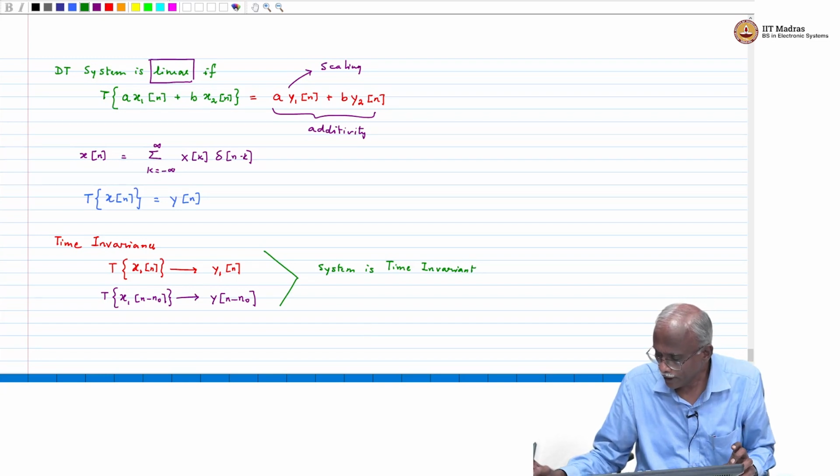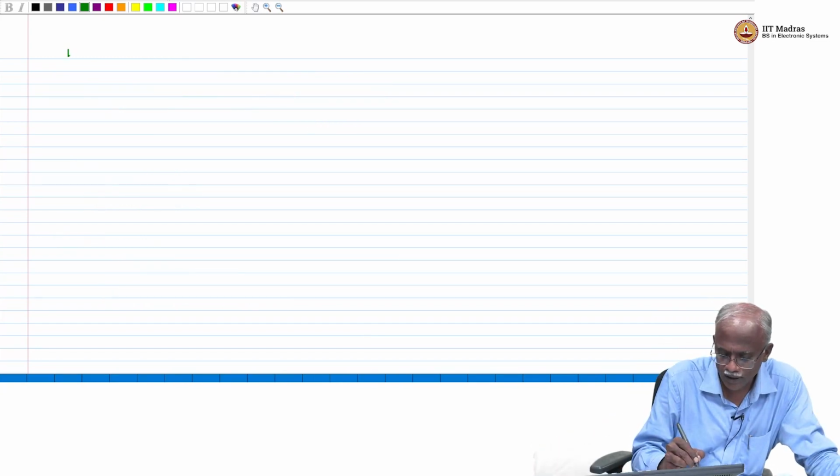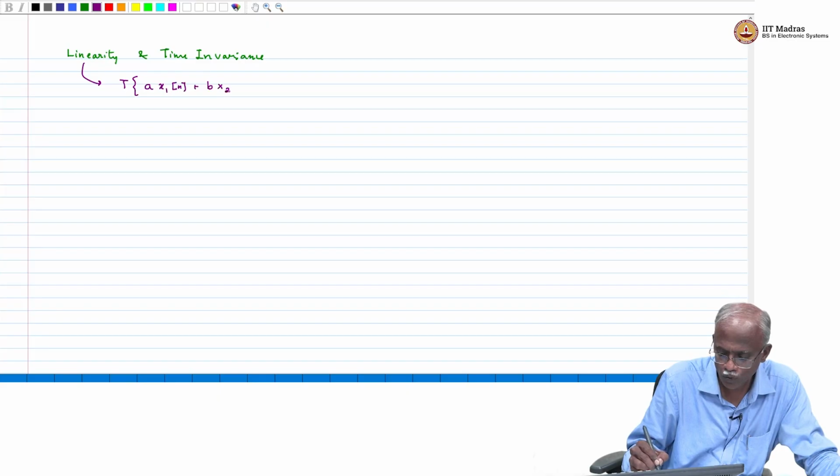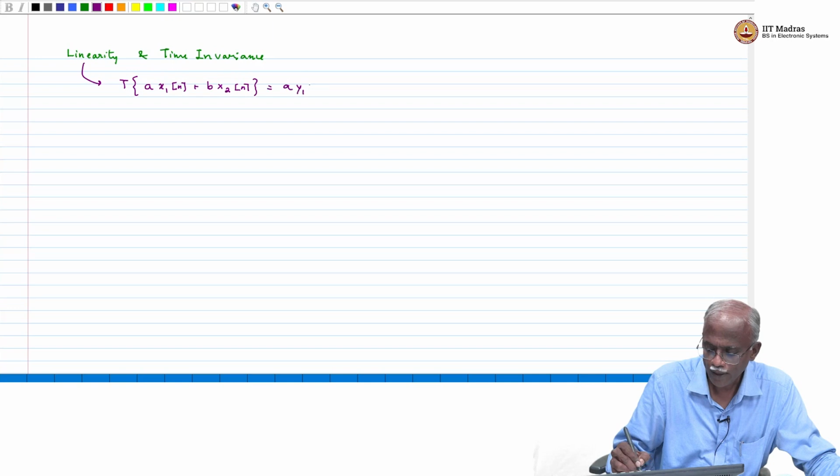So, now we would like to combine these two properties, the properties of linearity and time invariance. Let us make sure we are comfortable with both of these. This property says if I take the transformation of A times x1 of n plus B times x2 of n, then what I will get is A times y1 of n plus B times y2 of n. That is the linearity property.